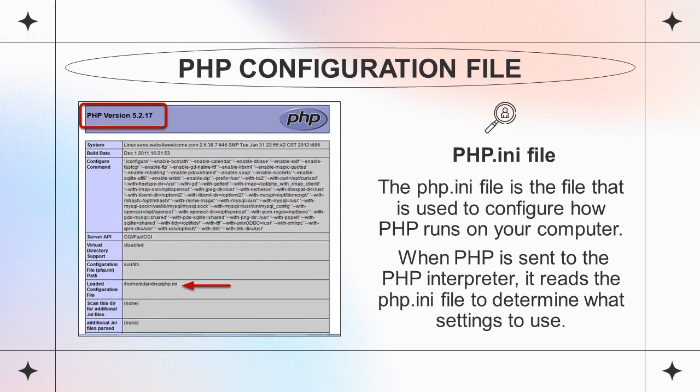Then there is one configuration file. Now what is a configuration file? It is similar to the control panel of our system. If we need to change any configuration of our system, then we will use the control panel. In a similar way, in PHP there is a php.ini file that is used to configure how PHP runs on your computer. When PHP is sent to the PHP interpreter, it reads the php.ini file to determine what settings to use.